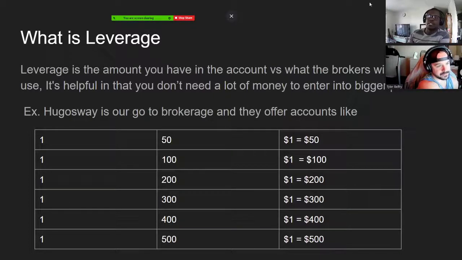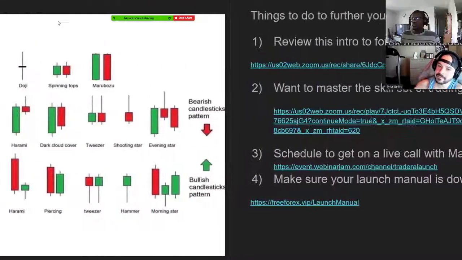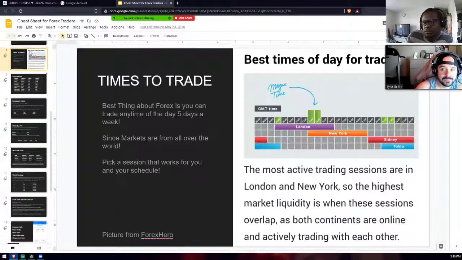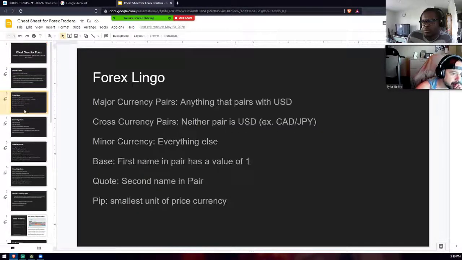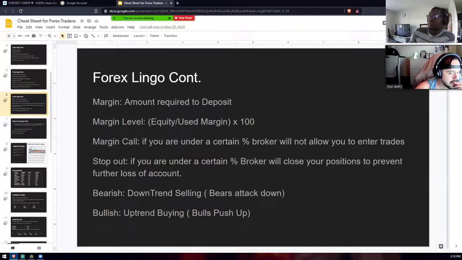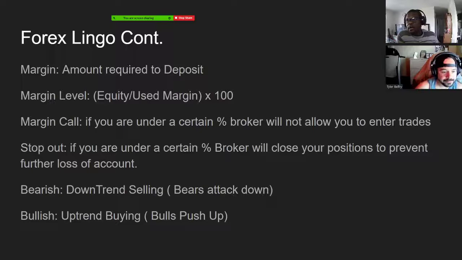So what happens is brokers have margin calls, stop outs, margin amounts, and margin levels, and these are things that you're going to have to learn. But once you know them, it's basically going to be in the back of your mind. A margin is basically the amount required to deposit. So you deposited $100 is in your account.